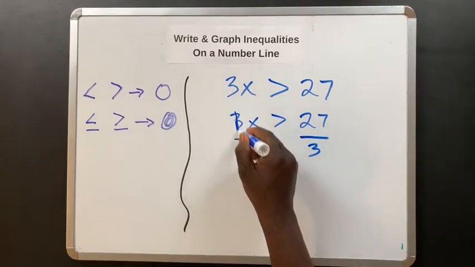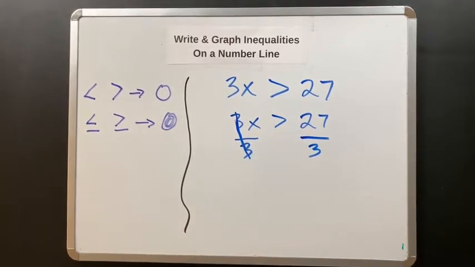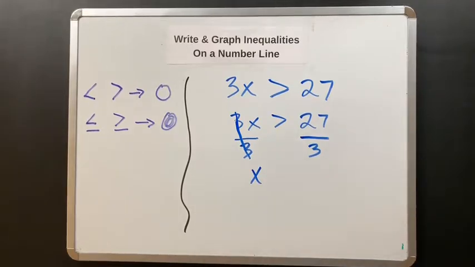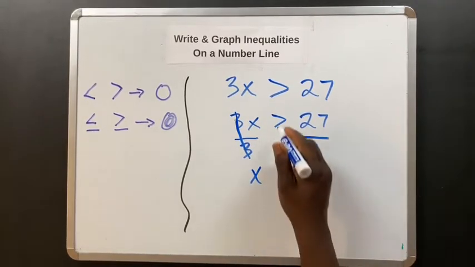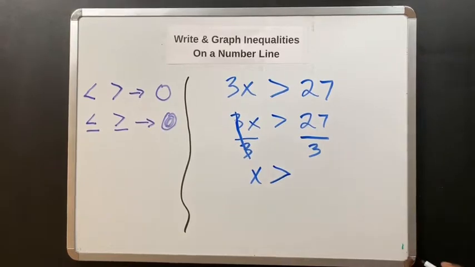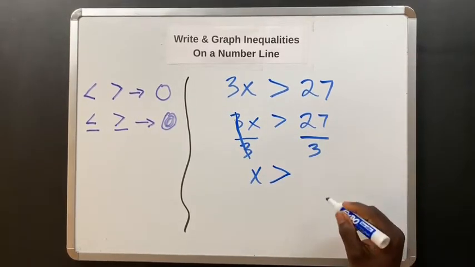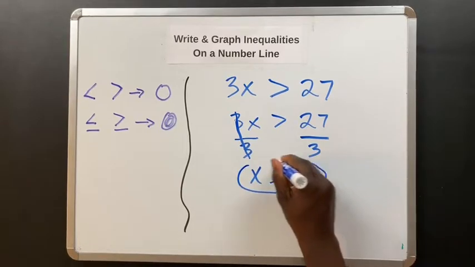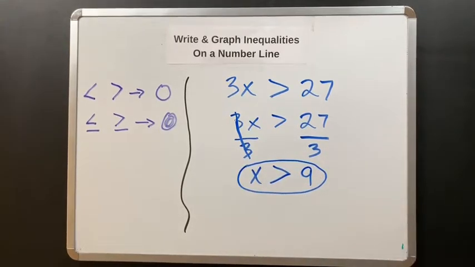3 divided by 3 is 1, so we just bring down the x. That coefficient is 1, even though you don't see it there. Bring down greater than. And then 27 divided by 3 is 9. So we have solved and written the inequality. Now let's graph the inequality.